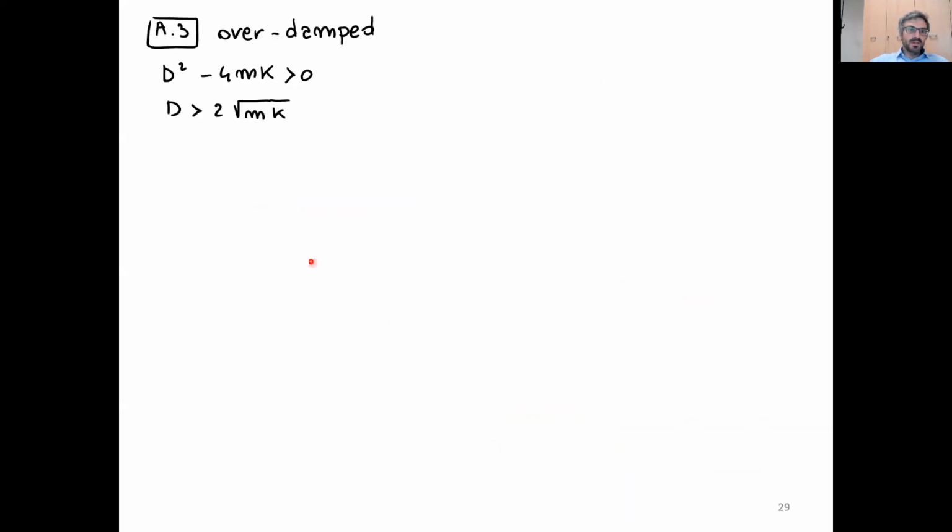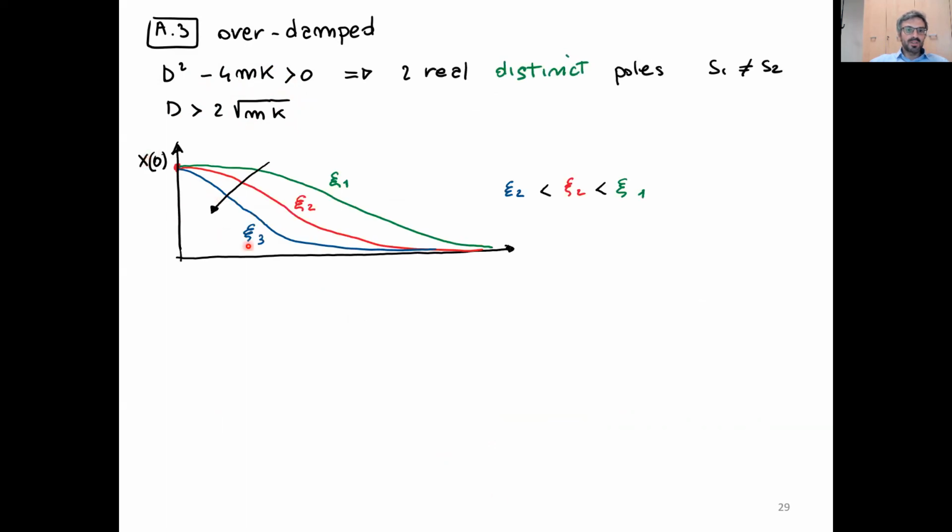In the third case, in which the argument of the square root is positive, which is whenever d is bigger than this value, we have 2 real distinct poles, and we have this response. And if we increase, let's say this is D actually. If you increase D, you get these shapes.